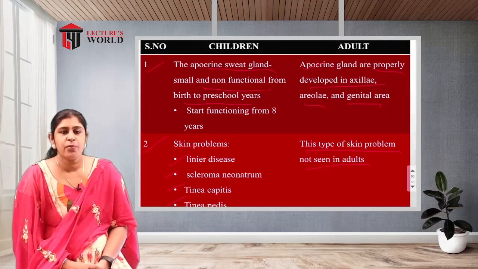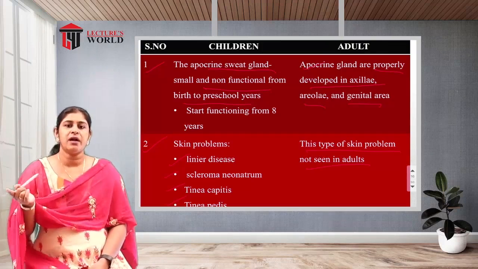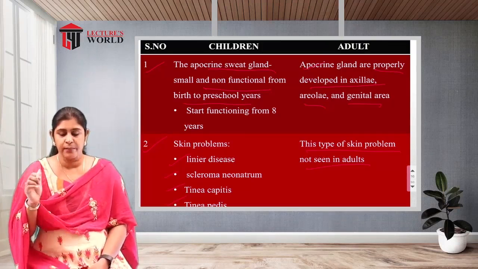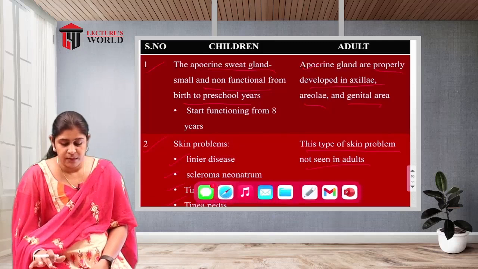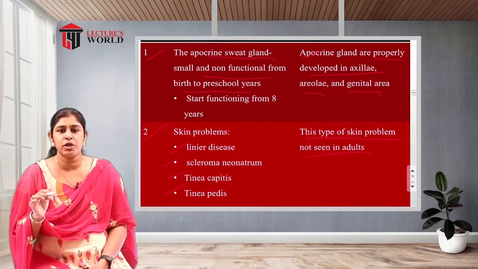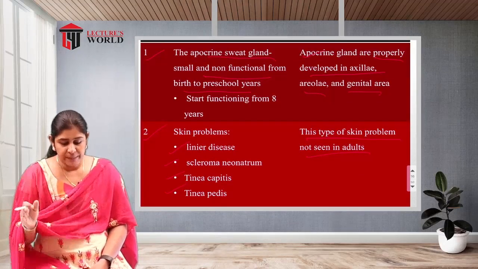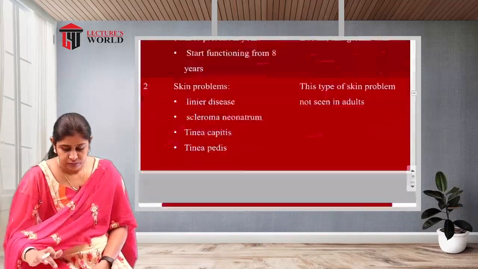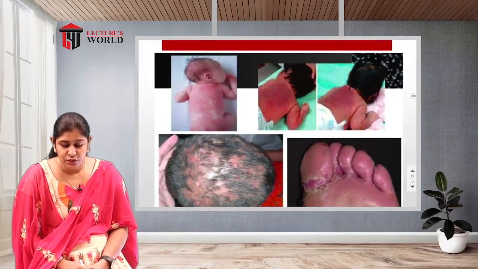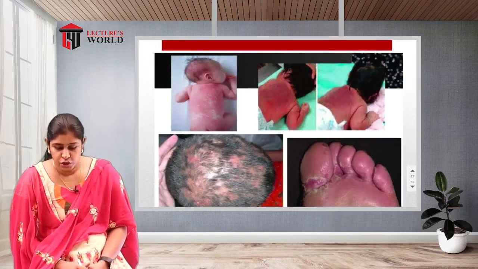So the first point we see in the integumentary system is that apocrine sweat glands are small and non-functional from birth to preschool years, and in adults they are properly developed in the axilla, areola, and genital area. Second is skin problems. Children have certain skin problems like linear disease, scleroma neonatum, tinea capitis, and tinea pedis, whereas these are not seen in adults. You can see in this image certain skin problems that usually happen in our children.